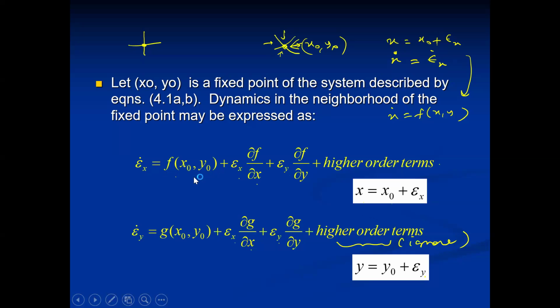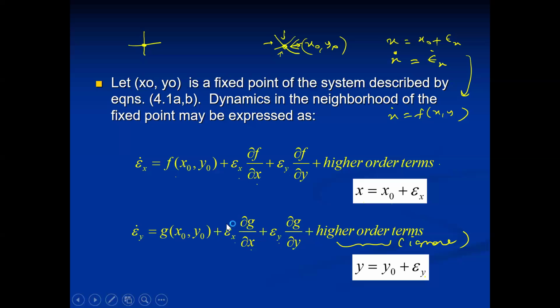So if you plug it in here, you get epsilon x dot is equal to f of x naught y naught, plus epsilon x into dou f by dou x plus epsilon y into dou f by dou y. You need to use derivatives, right? This is the first order term in the Taylor series. After that, you have higher order terms. We'll ignore them for now because we are only trying to linearize.